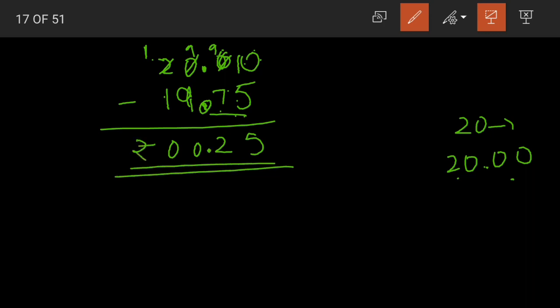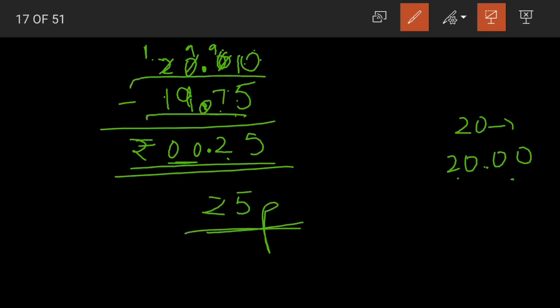So what is our answer? We have nothing in rupees here. We have only paisa. So the answer is 25 paise. Understood, children? The total cost was 19 rupees 75 paise and she paid 20 rupees. And how much change should she get back? She should get back 25 paisa. Yes, or else 0 rupees 25 paisa. Either one of the answers is correct.